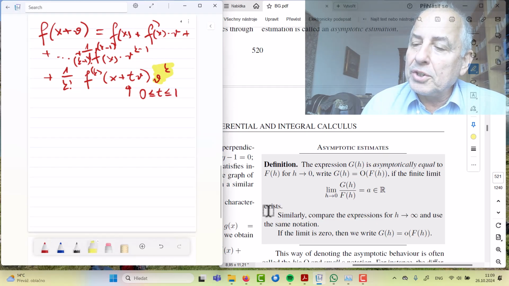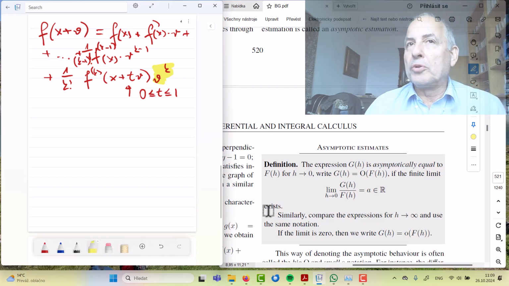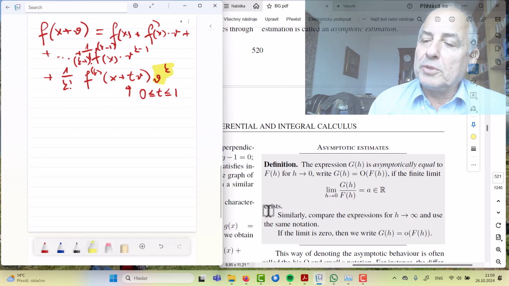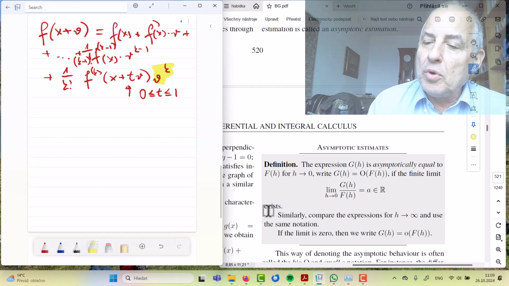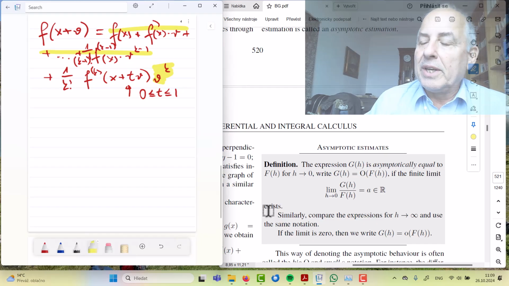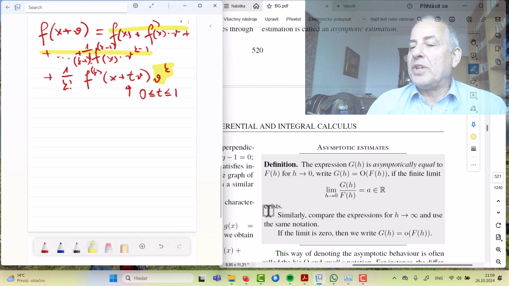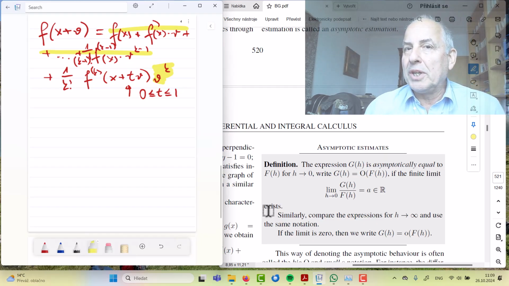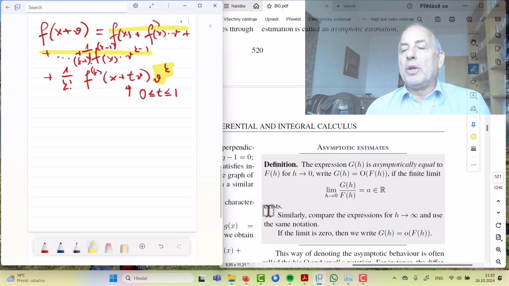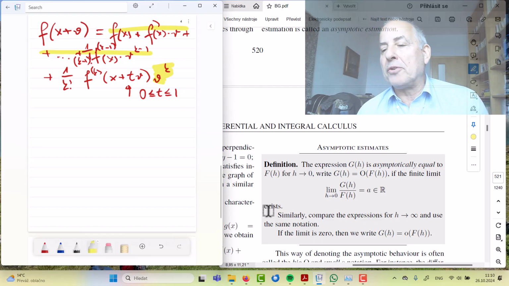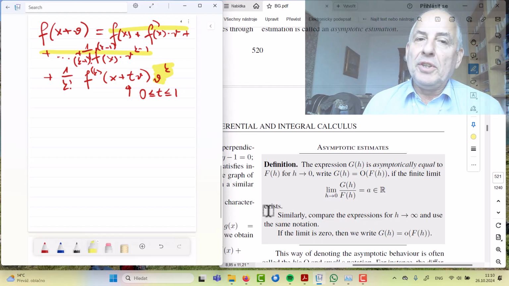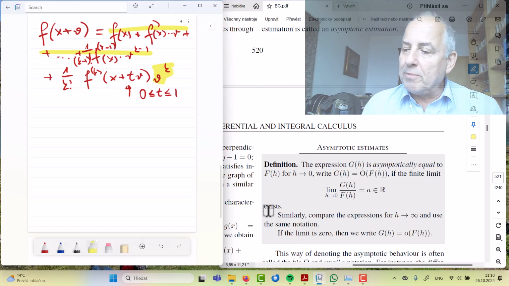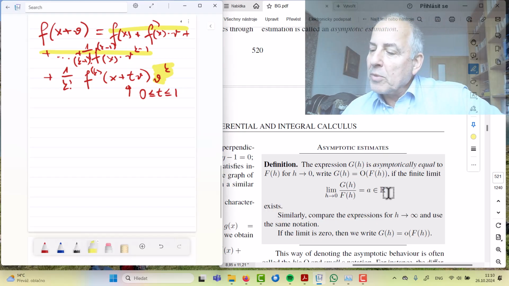You see the remainder is in some sense of the order v to the k. So if I take the Taylor expansion only up to the first k terms, starting from 0 and ending at k minus 1, then I achieve an approximation with error which is of the order v to the k, and that's exactly what's meant by the asymptotic estimates.